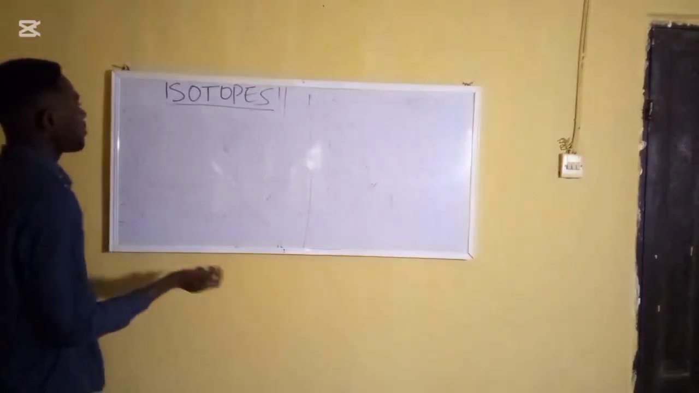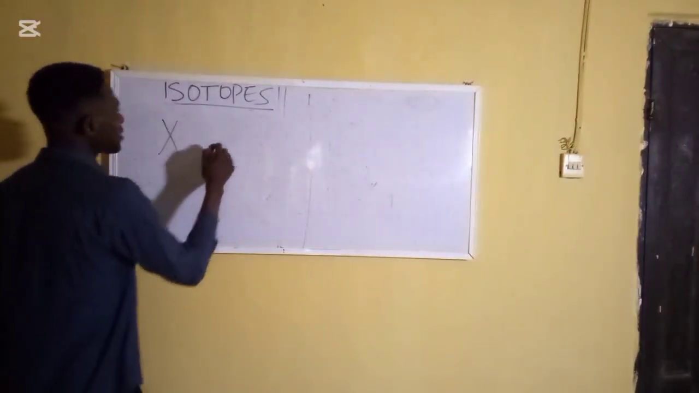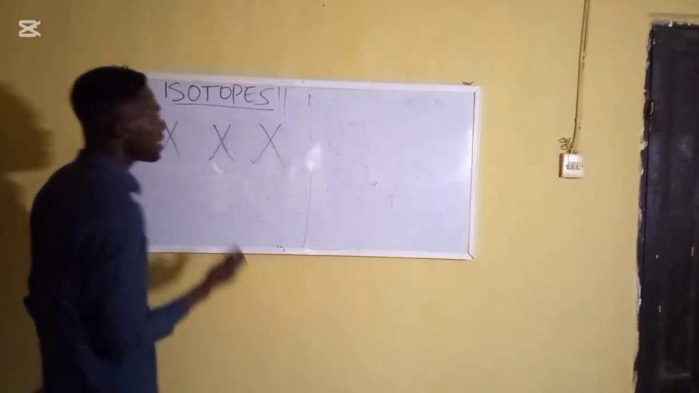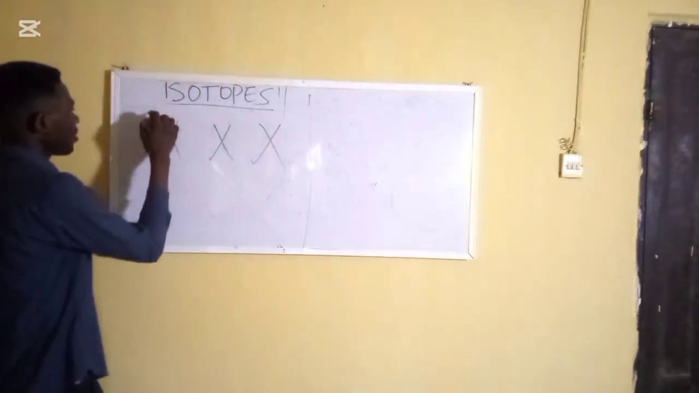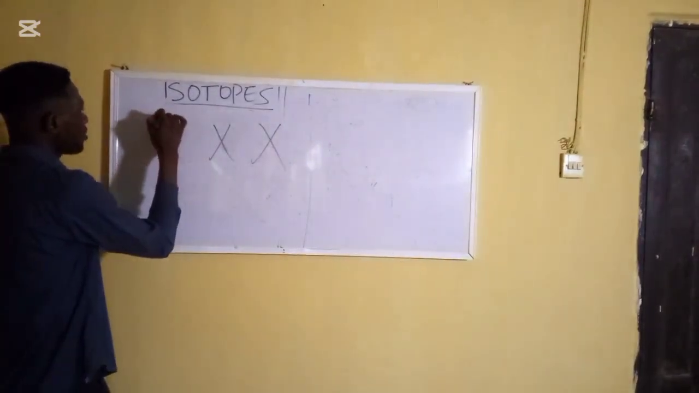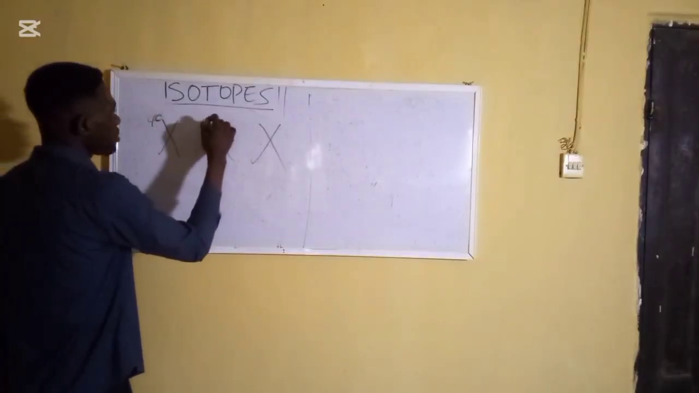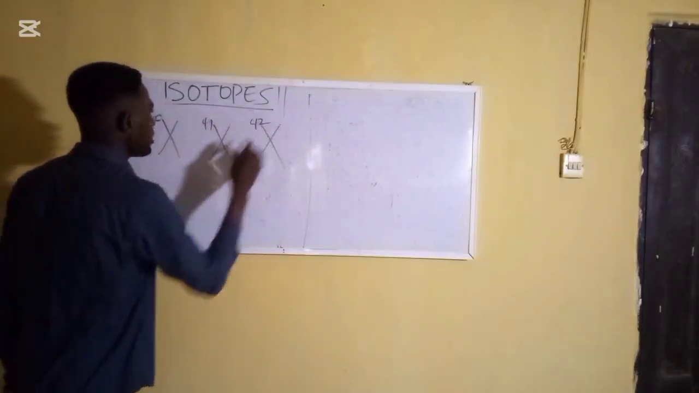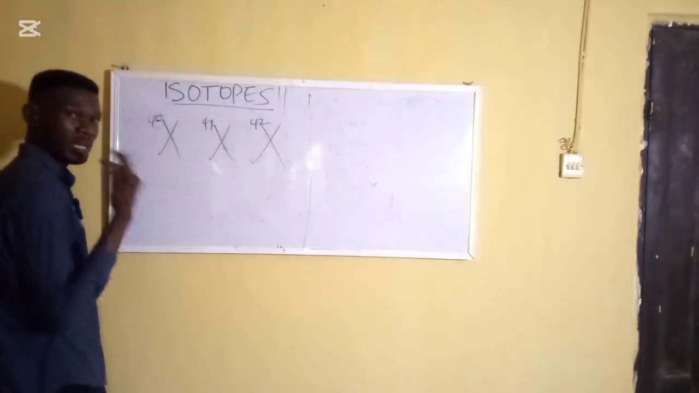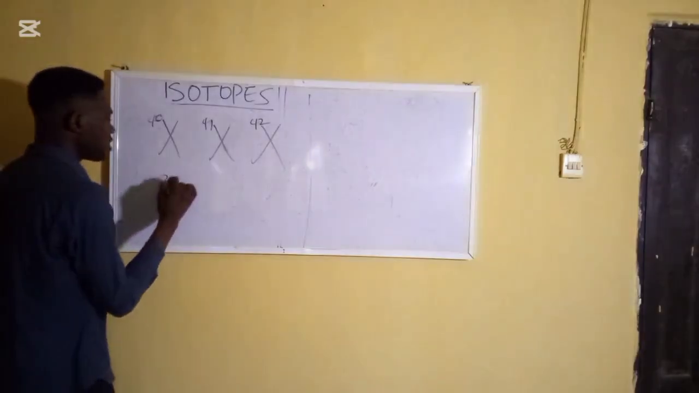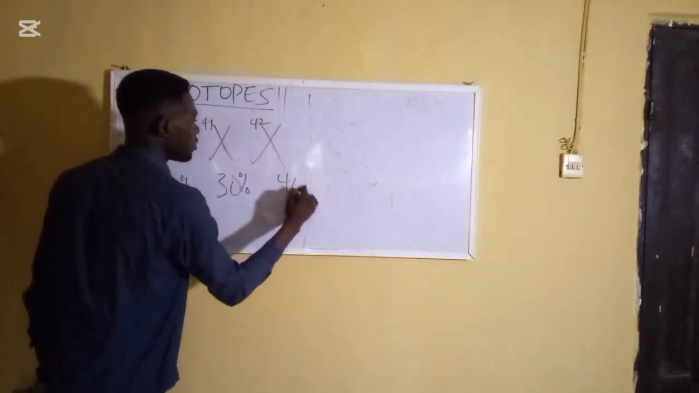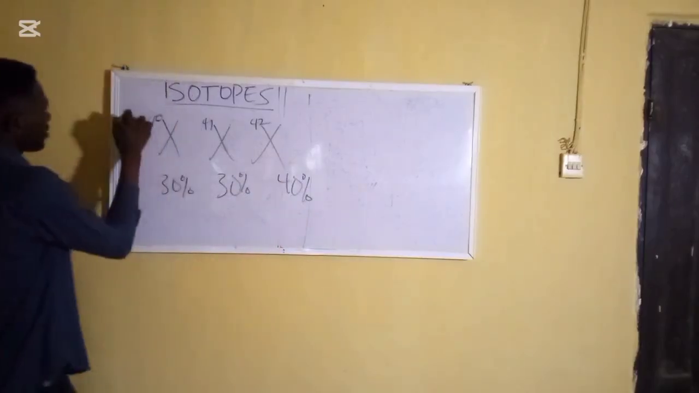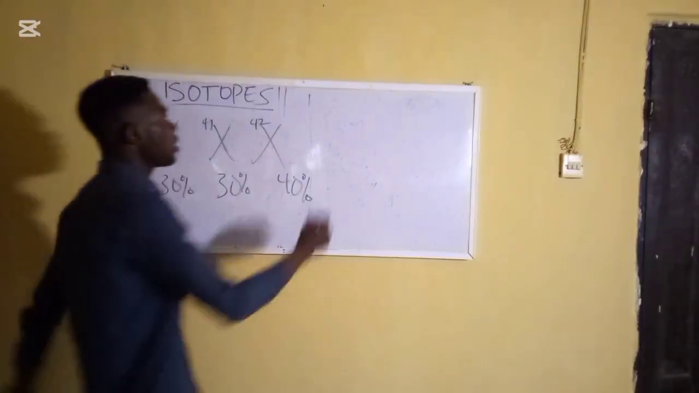Now imagine you have an element represented as X, and it has 3 different isotopes, and let's say the mass numbers are represented as 40, 41, and 42, and their percentage occurrence respectively happens to be 30%, 30%, and 40%. This is going to be your number one.